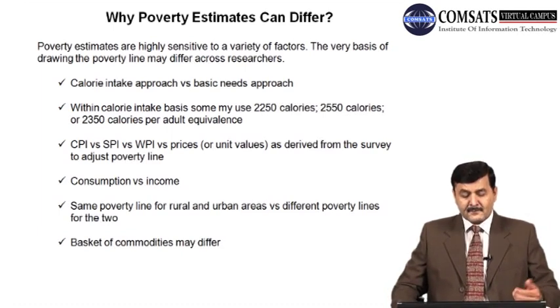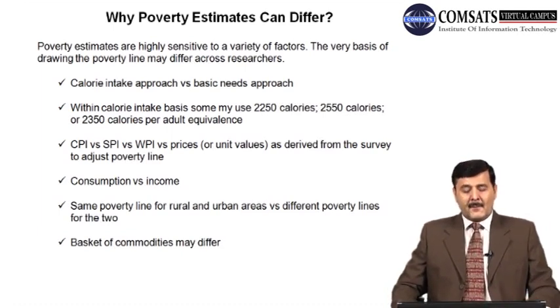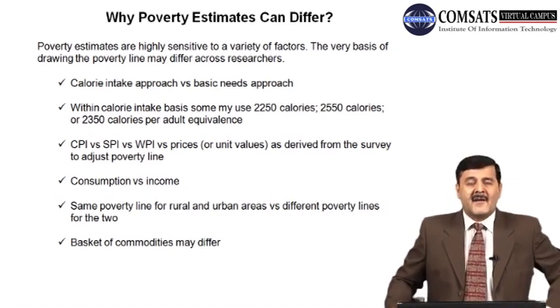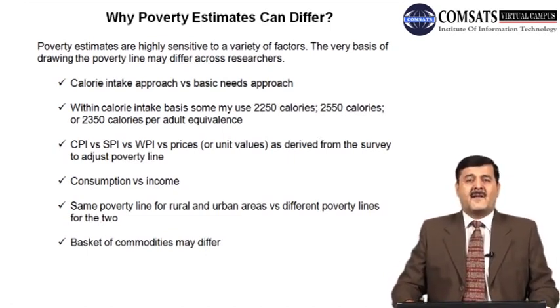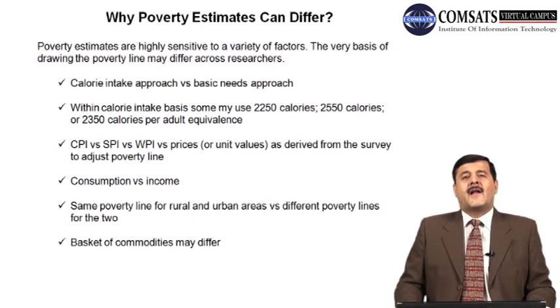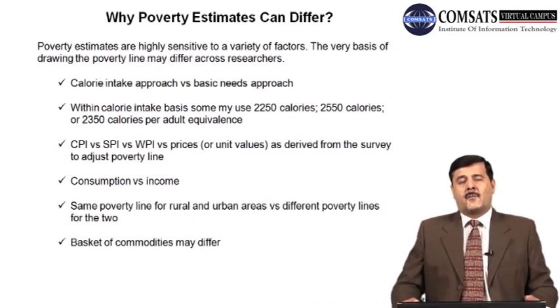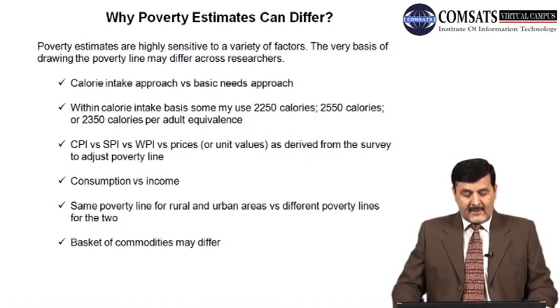So if we use consumption or income for measuring poverty, by this factor we can get different estimates. Similarly, there can be the same poverty line for rural and urban areas versus different poverty lines for the two. So poverty estimates could be different for different regions within the country. Like if we talk about rural and urban areas, it could be different or it could be the same, so different researchers could find different poverty lines for rural areas or urban areas.